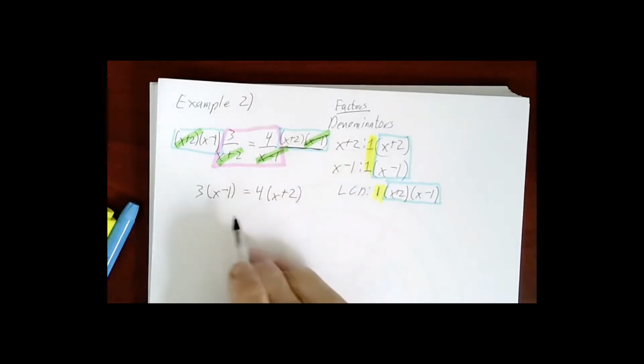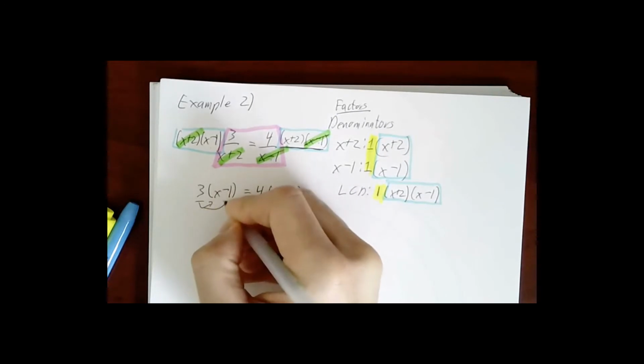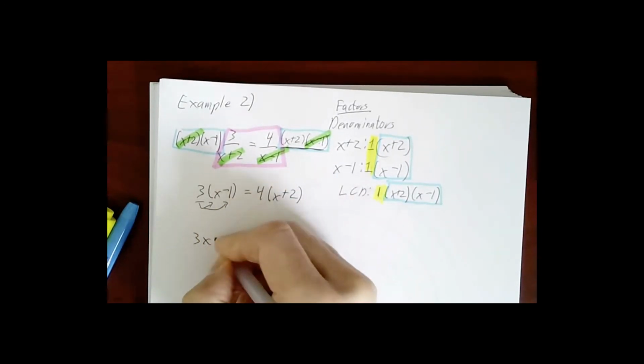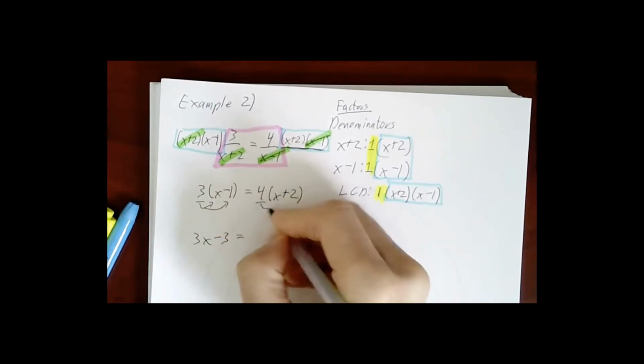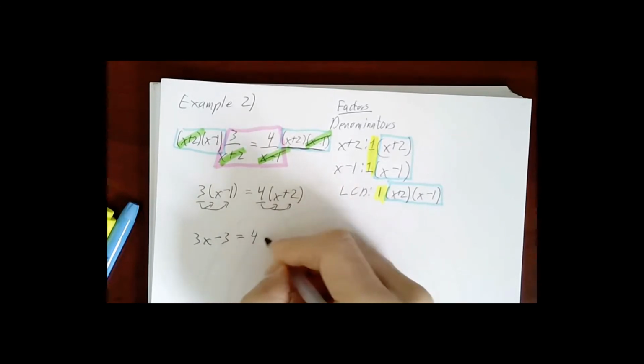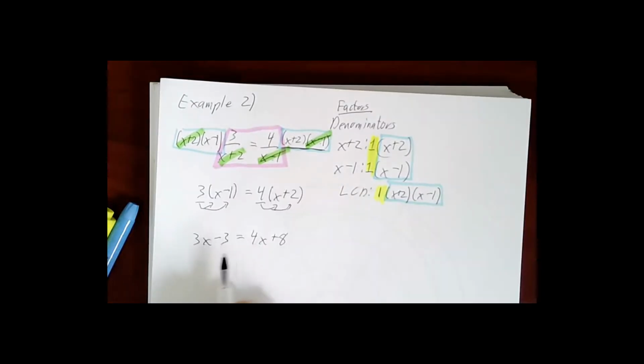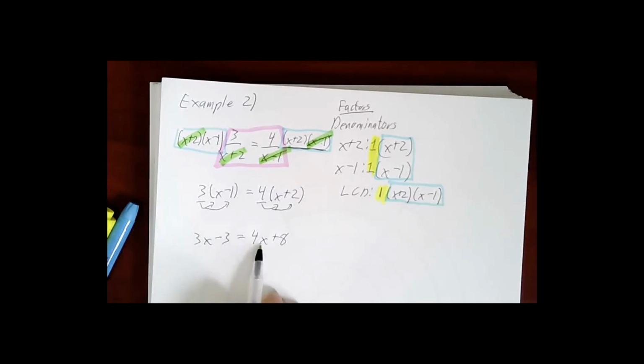I now need to multiply out using the distributive property of 3x minus 3. And then over here, I use my distributive property as well. And that is now 4x plus 8. These are two linear expressions. When you have linear expressions, I can move all my x terms to one side, all my constants to the other side, and I can solve.